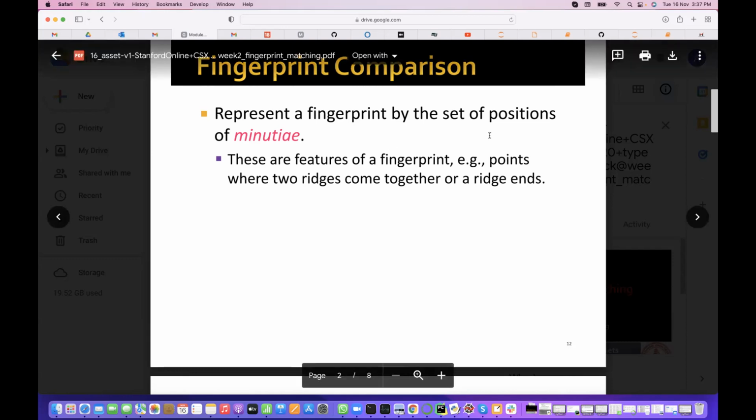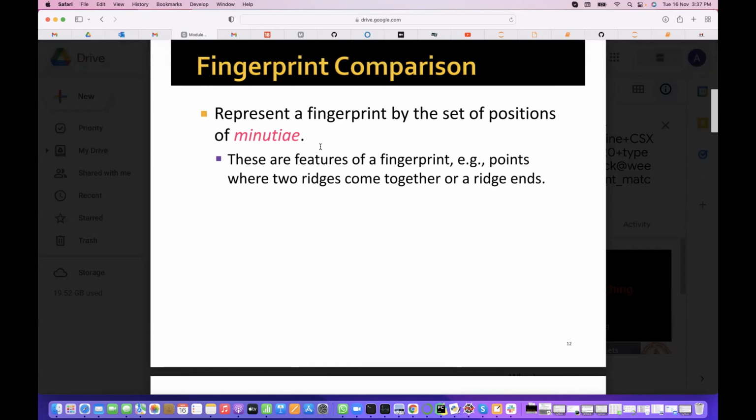So represent a fingerprint by the set of positions of minutiae. If you divide into, say, 1000 by 1000 small grids, then you see in how many places there is black ink. That is one way of representing it, instead of representing it as an image. These are features of a fingerprint, for example points where two ridges come together or a ridge ends. Then they are also getting more sophisticated. Many line-type patterns will be there on a finger, right?